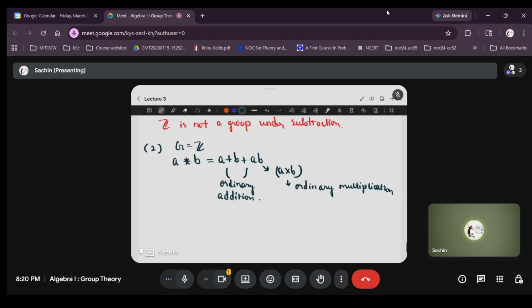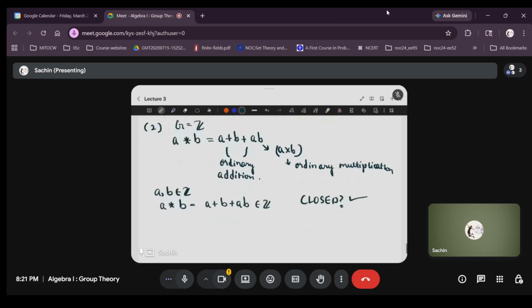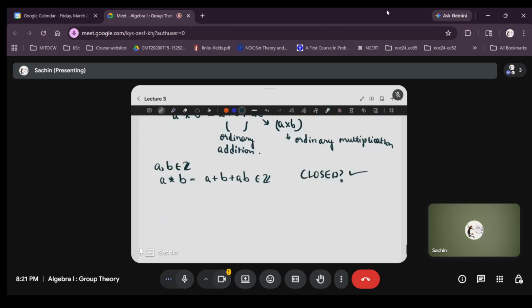First, we have to see closure. If A and B are integers, A star B is A plus B plus AB. Is that an integer? So that is an integer. So it is closed. So it is a binary operation. What about the identity?